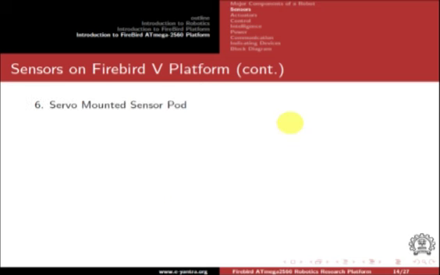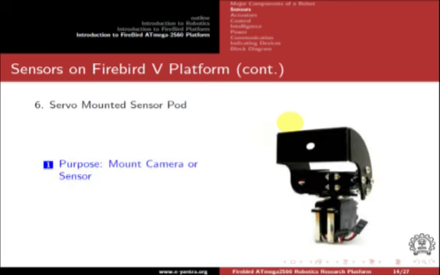Next we have the servo mounted sensor pod. This is an add-on module and not present on the Firebird V platform. This pod can be used to mount a camera or sensors. It has two servo motors attached so we can have pan and tilt motion. This module can be used for things like room mapping or tracing objects and various other applications.